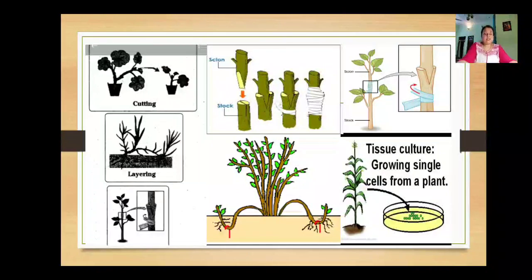Next we can see layering. Can you see in the figure here, layering? Layering is also a very common method. In this method, one of the lowest branches of the plant is bent downwards so that it touches the soil, and a ring of bark is removed from that portion, which is then covered with soil.